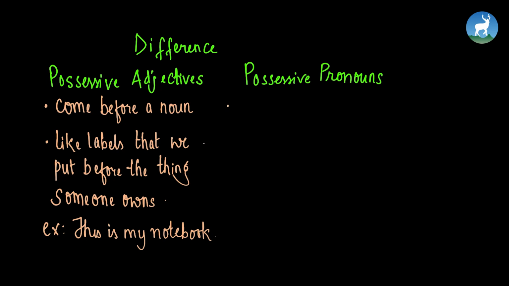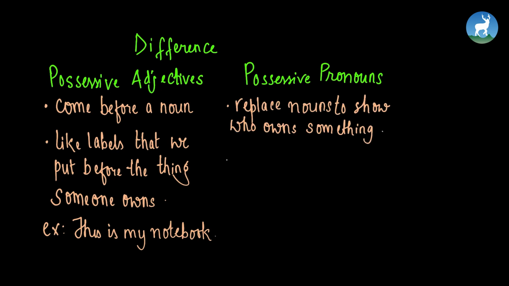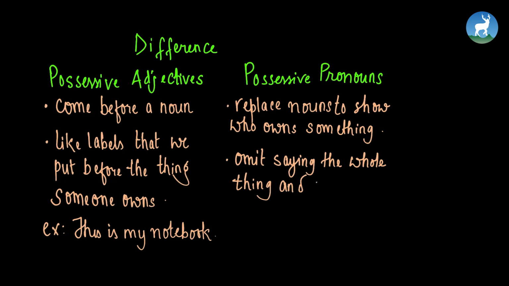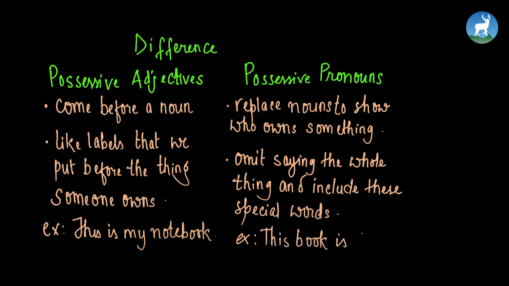How do you differentiate between the two? If a possessive adjective comes before a noun, then possessive pronouns are the words that replace nouns to show who owns something. So, possessive pronouns replace nouns. Okay? Instead of saying the whole thing, we just use those special words. We omit saying the whole thing and include those special words. So, let's again take an example for possessive pronoun. This book is mine.